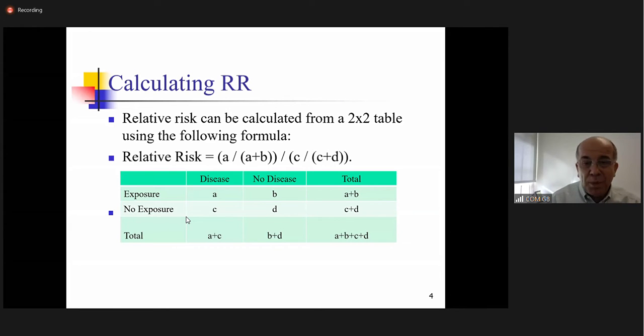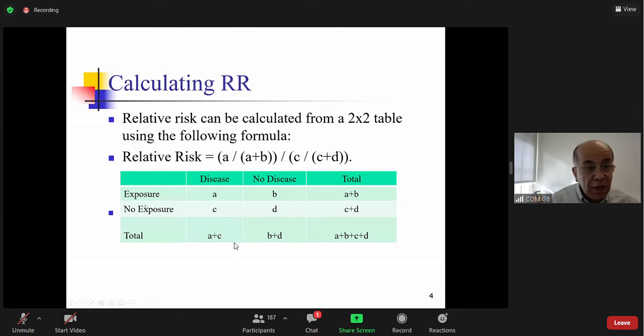Very simple 2 by 2 table. But this is really extremely important. And you know why I call it 2 by 2. These are 2 and these are 2. Disease and no disease, 2. Exposure and no exposure, 2. So we put them together and then we'll have these 2.